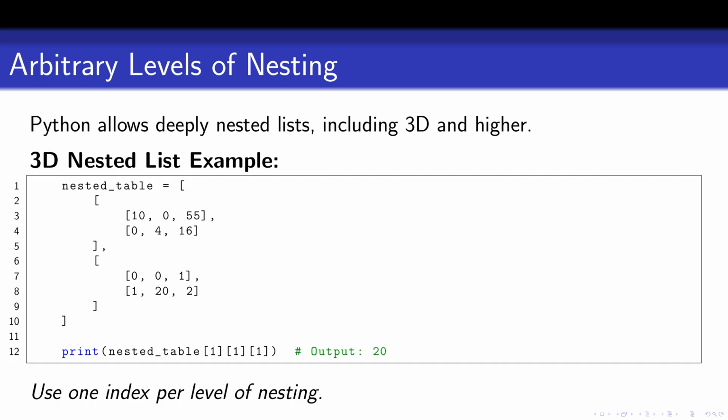Accessing deeply nested elements requires 1 index per level, like table[1][1][1]. While powerful, deep nesting should be used with care. It's easy to lose track of what each index represents. When used thoughtfully, though, it unlocks the ability to model complex, real-world systems in code.